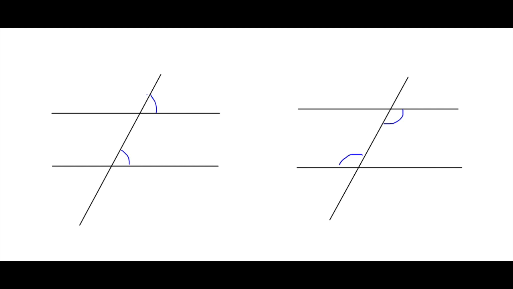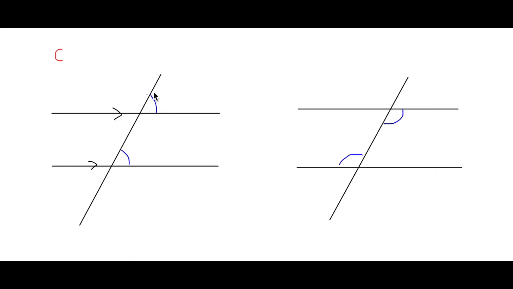Today we're going to be looking at the difference between corresponding and alternate angles and how to spot them in a question. So the first thing to note about corresponding or alternate angles is that they're only possible if we have parallel lines. So here we can see that these two lines are parallel and we're going to be looking for corresponding angles on the left and alternate angles on the right.